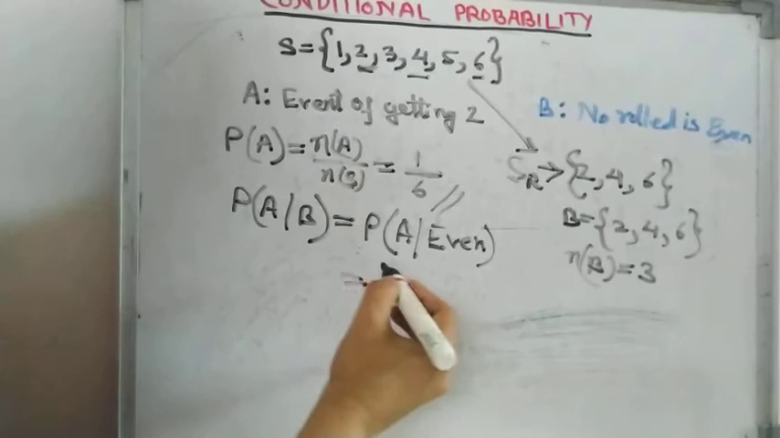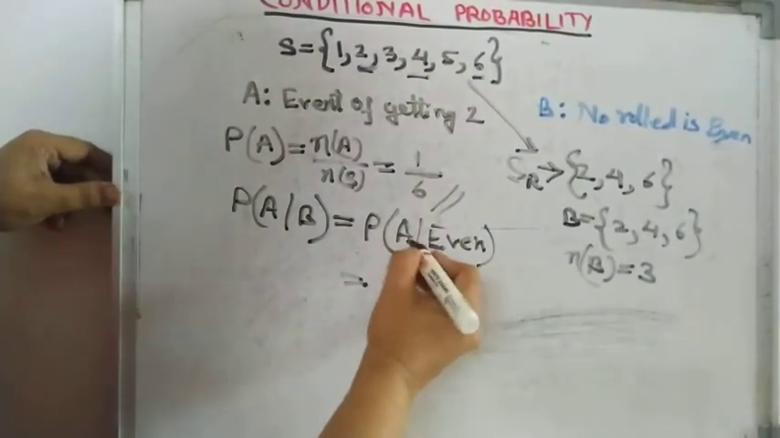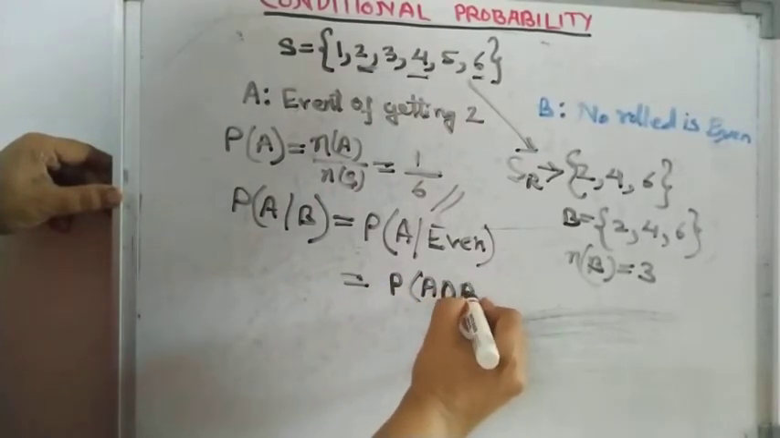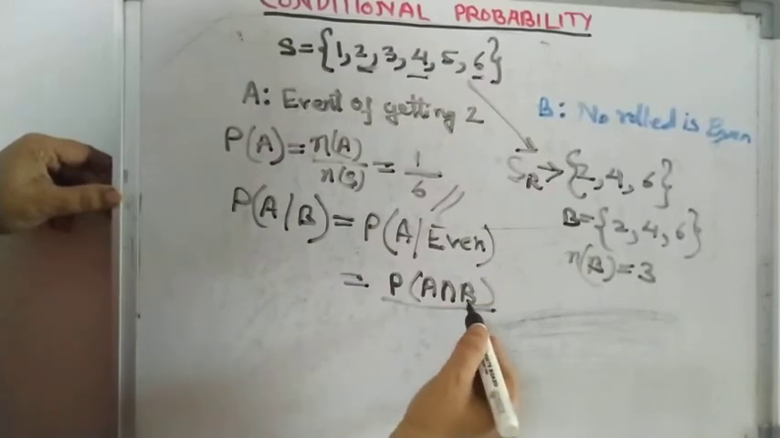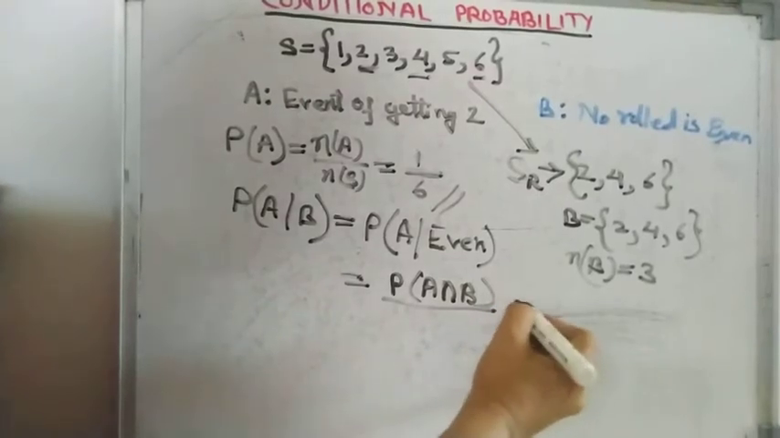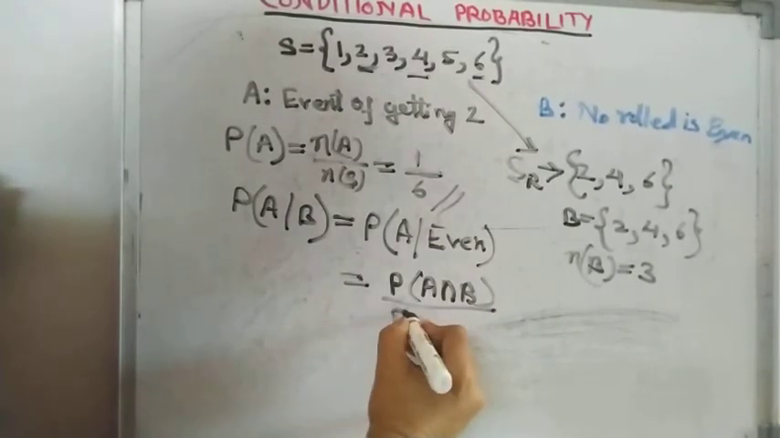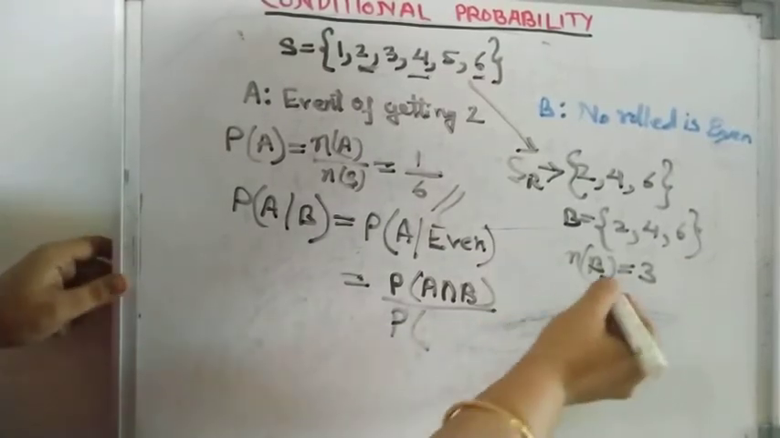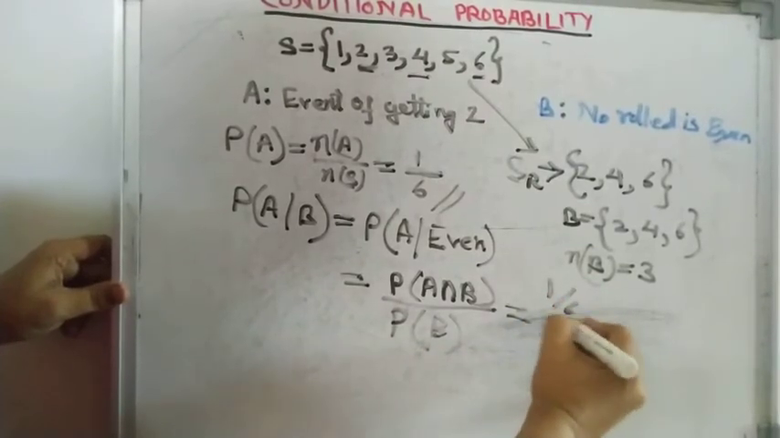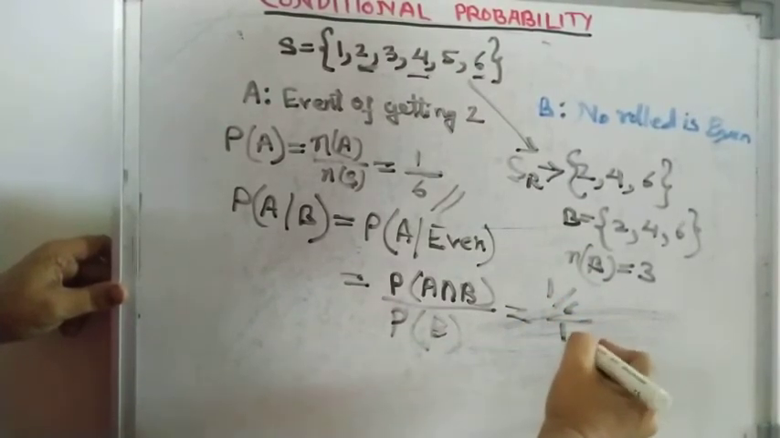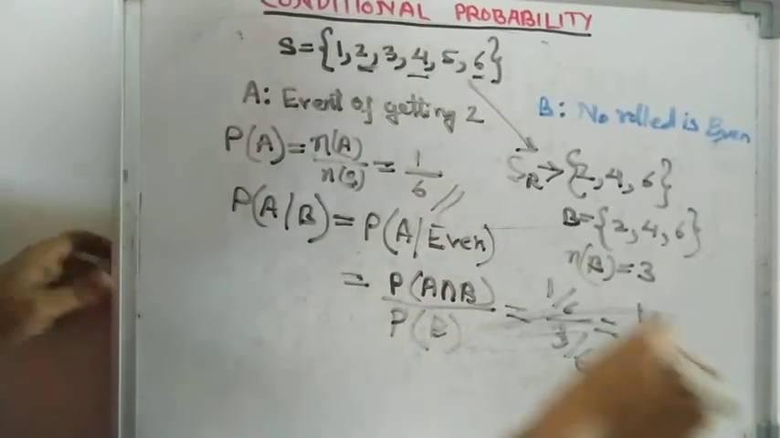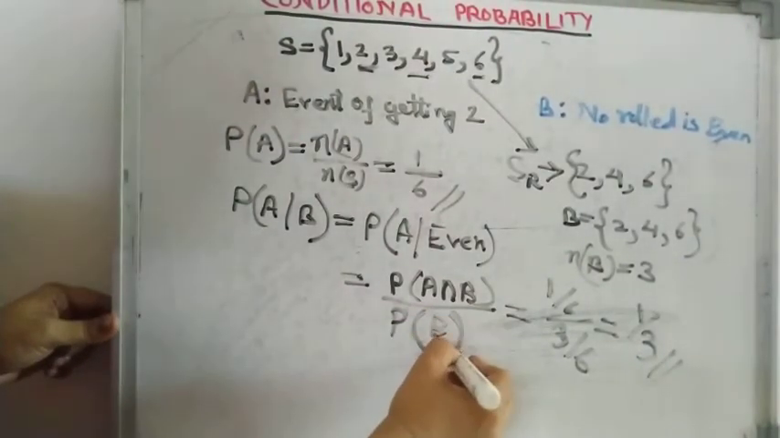So the probability of A given even number, that means A given B, will be the probability of A intersection B by definition. That means the intersection part. So it is even and it is 2, even and 2. Only one case is there, and divided by the probability of B. So it is 1 by 6 over 3 by 6, the probability of B. So it will be 1 by 3. This is our final probability.